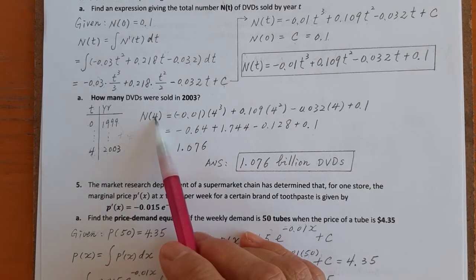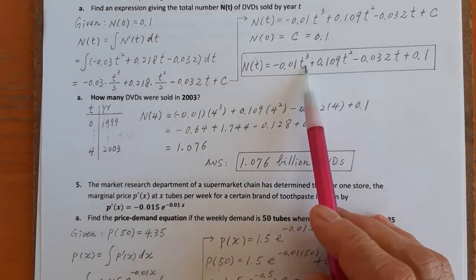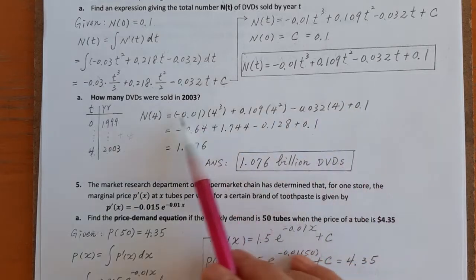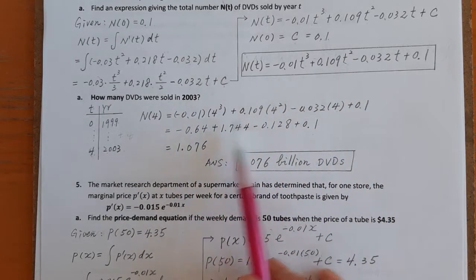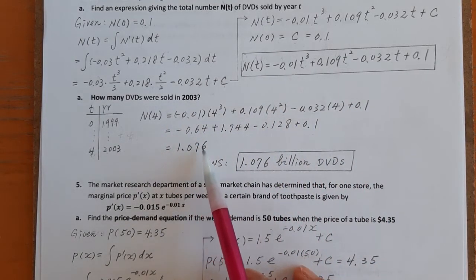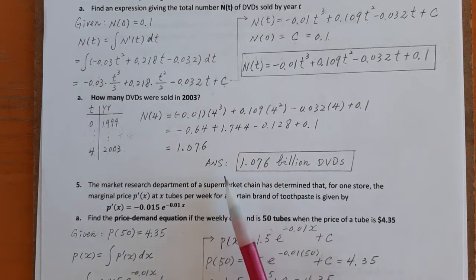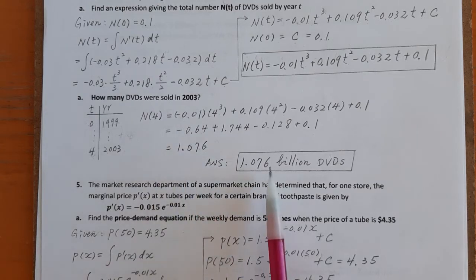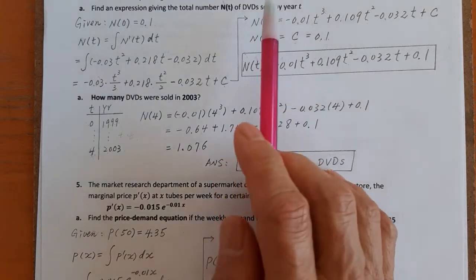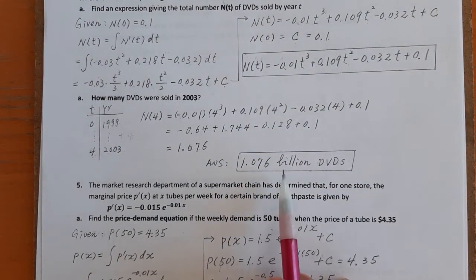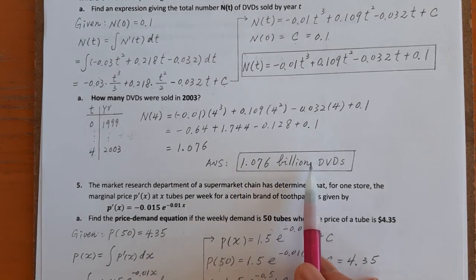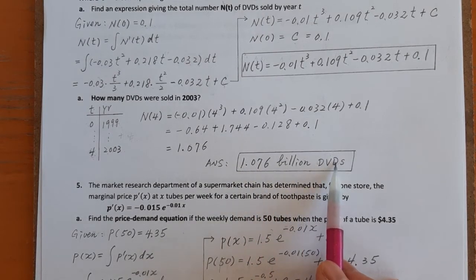So plug t equals 4 into this expression and calculate, and you get 1.076. You cannot just write down 1.076, because the final answer has to be put in units. Since it is in billions, you will answer 1.076 billion DVDs.